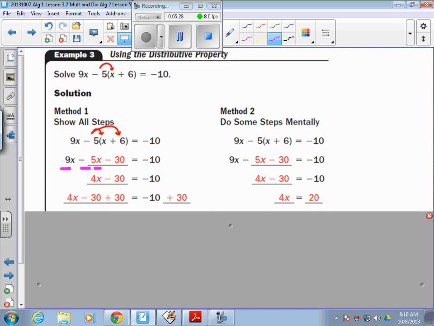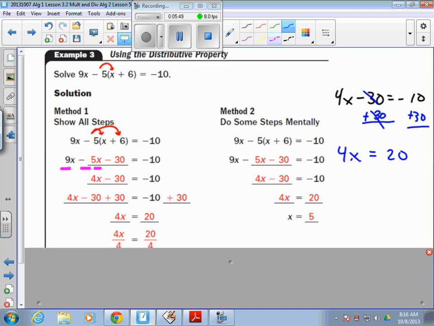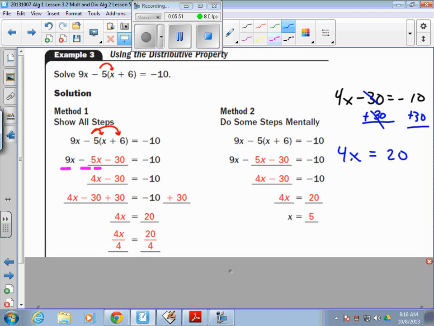Undo minus 30 by adding 30. Again, if the blanks mess with you, write it on the side where you can see it. You would get rid of minus 30 by adding it, and do likewise to the right side, which will leave you with 4x. These will cancel, equals 20. So that's your addition. Then you want to get rid of 4 times something by dividing by 4. So divide by 4. Do the same thing to the right side. It'll cancel for you on the left. X equals 20 divided by 4 is 5.